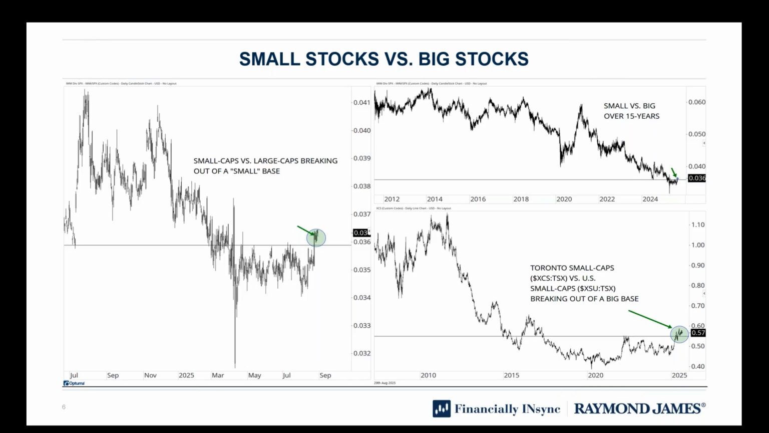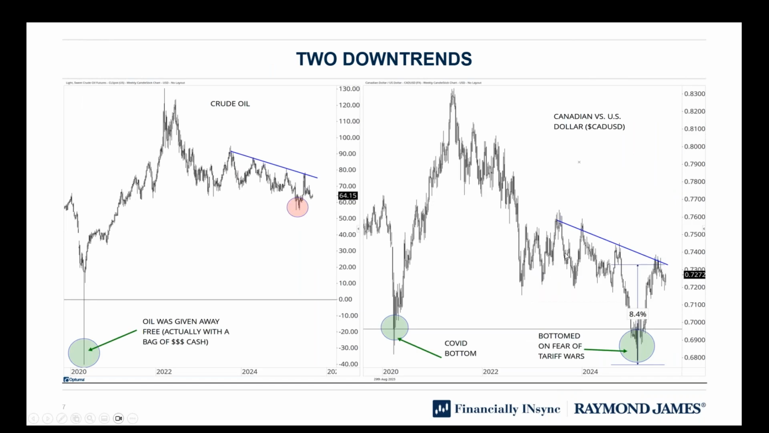So if you really want to get interested in small caps, and maybe this time is different, it's possible, on the bottom right, you should be reminded that the Toronto small caps, so that's Canadian small caps versus the US small caps, are coming out of a multi-year base. It's starting to outperform. The Toronto small caps and the US small caps are actually quite different in composition. There are a lot of resource companies and more of that inflationary sensitivity in the Toronto small caps. Maybe you want to look into that for more details.